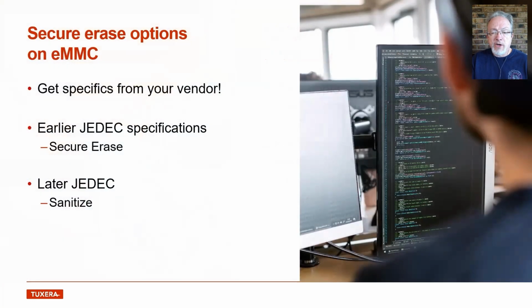NAND-based media requires software to manage it, and that's often provided in firmware. As previously noted, the firmware isn't available to read, so be sure to get the specifics from your NAND flash vendor, and check those specifics if you make a bill of materials change to a new vendor. JEDEC manages eMMC, so I'd like to start with that as an example.